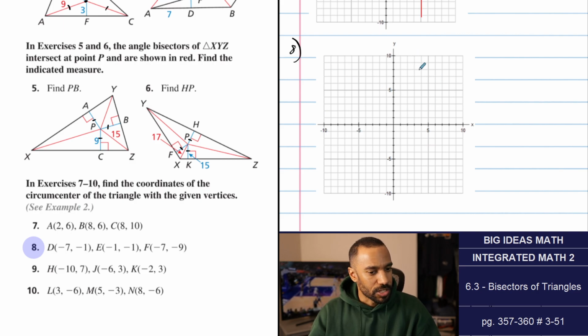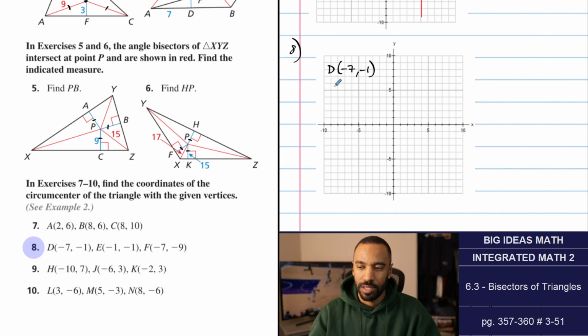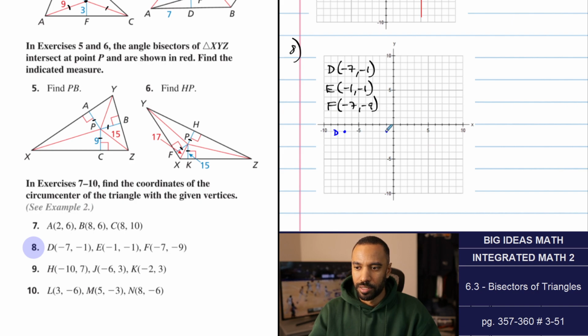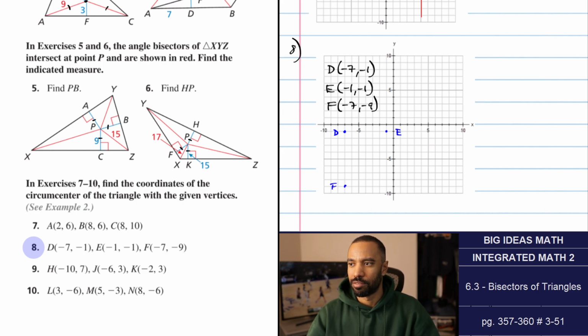D will be at, let's see, what quadrant do I need to avoid? D will be at (-7, -1). E will be at (-1, -1). And F will be at (-7, -9). So let's plot them. D is (-7, -1). E is at (-1, -1). F at (-7, -9). Once again, kind of an easier version. Right triangle, all within that vertical or horizontal sphere. Apparently it's giving me a skinny right triangle this time, which is fine.